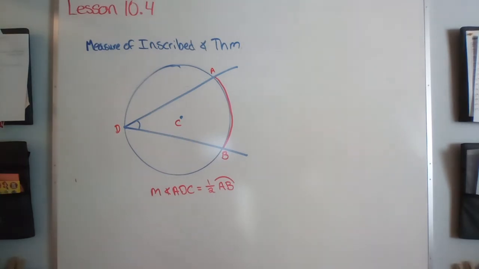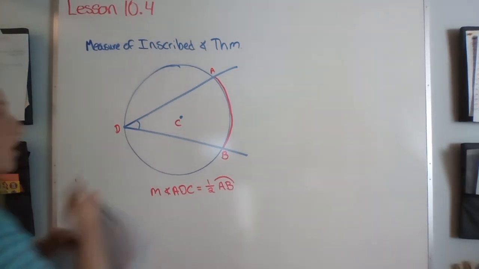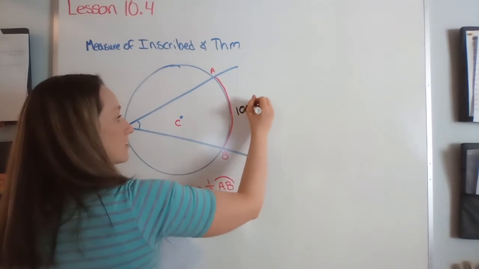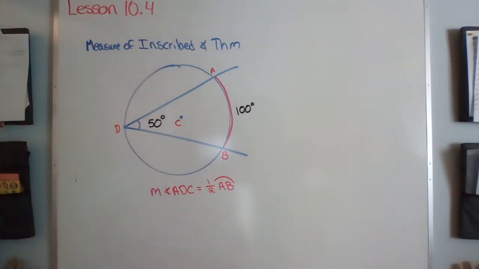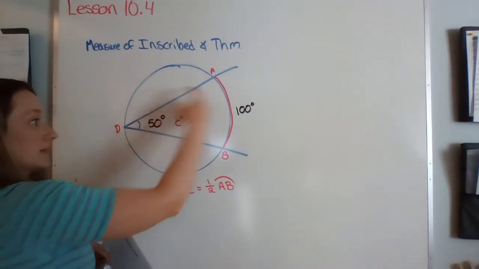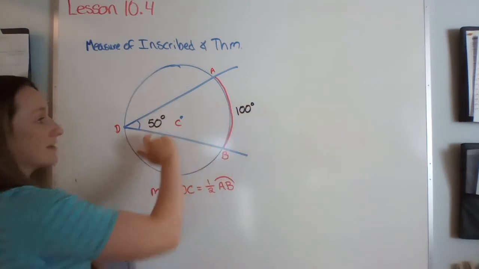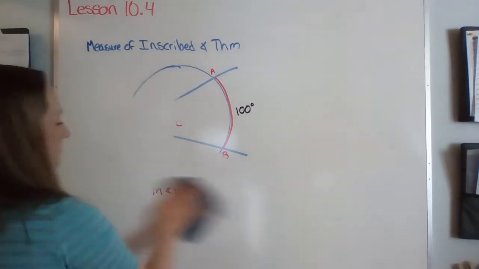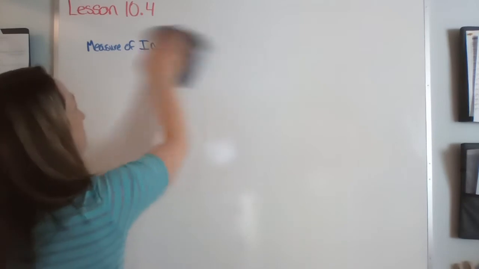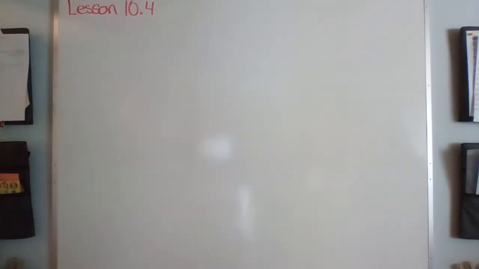Just as an example, if I said that the arc was 100 degrees, then the angle would be 50 degrees. Now sometimes the angle will be given and you double it to get the arc. Other times the arc will be given, you take half of it to get the angle. We're going to look at some examples in just a minute. So that's the first theorem for today. The next theorem is the inscribed angles of a circle theorem.